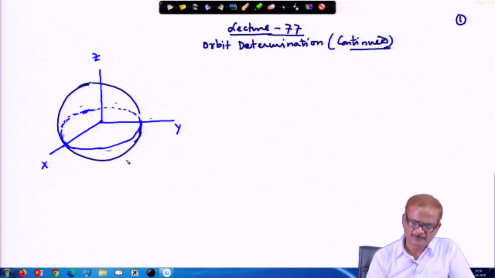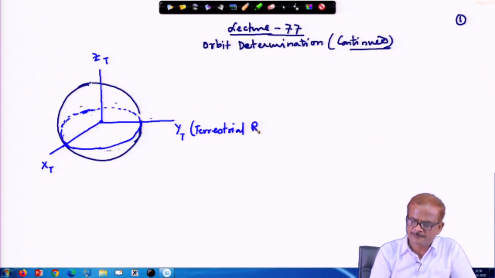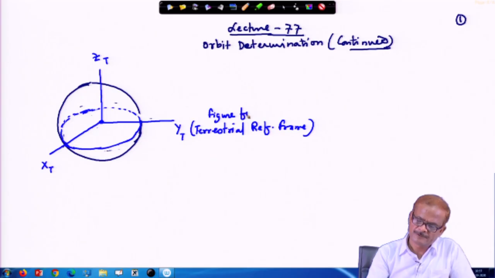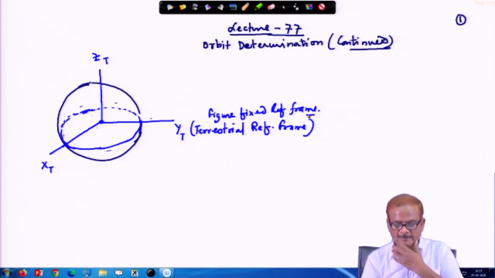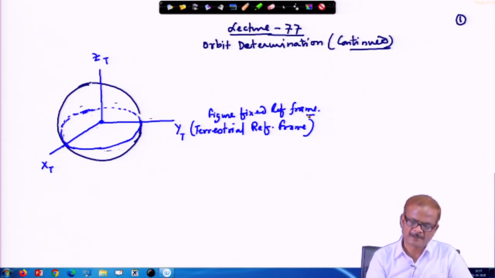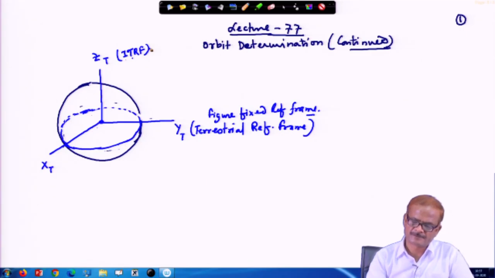or either let us forget about the inertial frame and we assume that this is our terrestrial frame x t, y t and z t. This is the terrestrial reference frame, which is fixed to the earth at its center. And this is also called the figure fixed reference frame. So, that I have described you, this is ITRF, International Terrestrial Reference Frame.